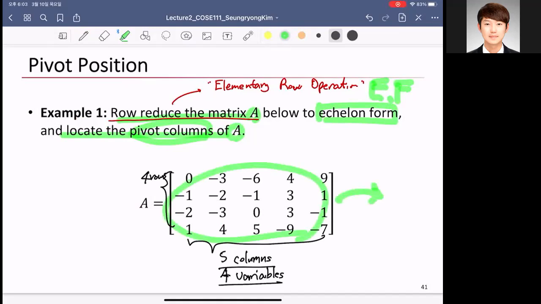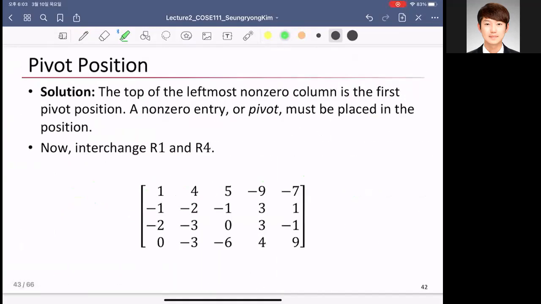Okay. 자, question so far. 우리 오늘 여기까지는 할 건데, question. 쉽죠? 한번 해봅시다. So first of all, the top of the leftmost non-zero column is the first pivot position. 그렇죠? A non-zero entry or pivot must be placed in this position. It's very important to note. The leftmost non-zero column is the first pivot position. Why? By definition of the echelon form, right?